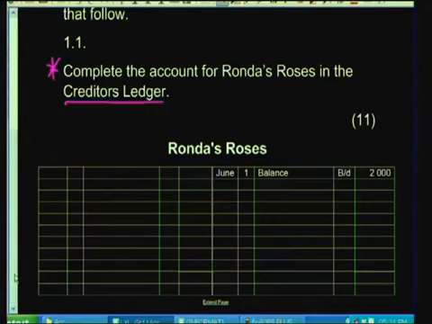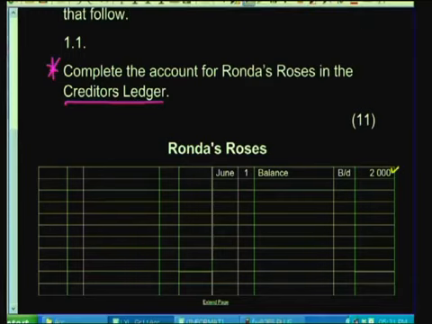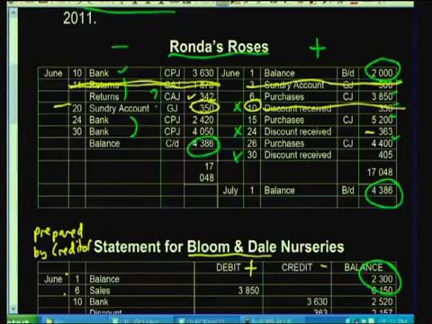You can see that they've already in the question given us this balance at the beginning of the month of 2,000 Rand. So they want to start us off with that balance, and we have to record all of the entries that affect Rhonda's Roses in the creditor's ledger on the correct side. Let's look at the information book. Here's our balance of 2,000 Rand.